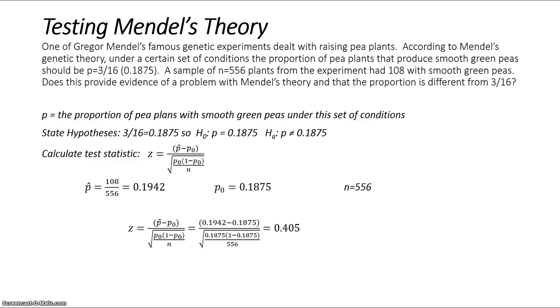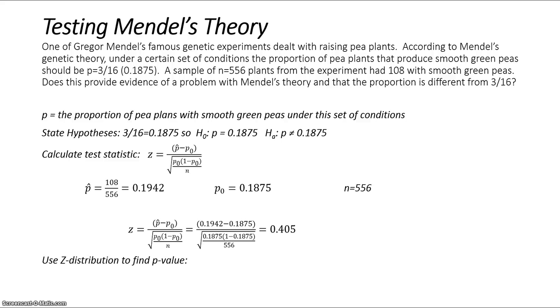Now, don't stop here. Don't forget that once we calculate the test statistic, the whole reason we do this is so that we can then go and find the p-value. But this is not the p-value. This is just the test statistic. We only calculate this so that we can use it to find the p-value. So what's our next step? Well, it's going to be to use the z distribution, the standard normal, to find the p-value. So we're going to be looking for the values in the standard normal distribution that are farther from 0 than 0.405, and we're going to figure out what the area is out there.